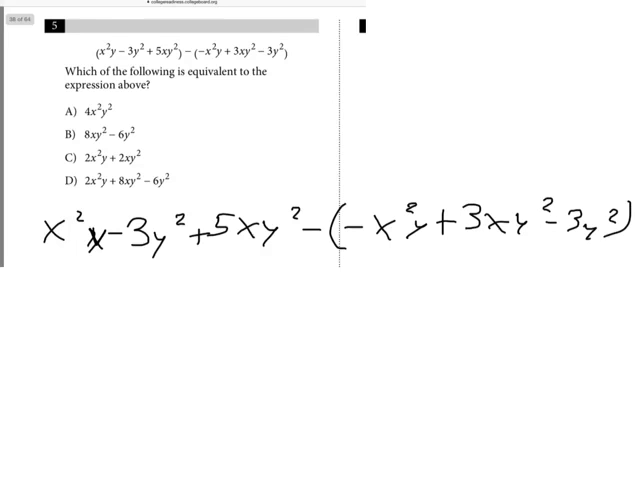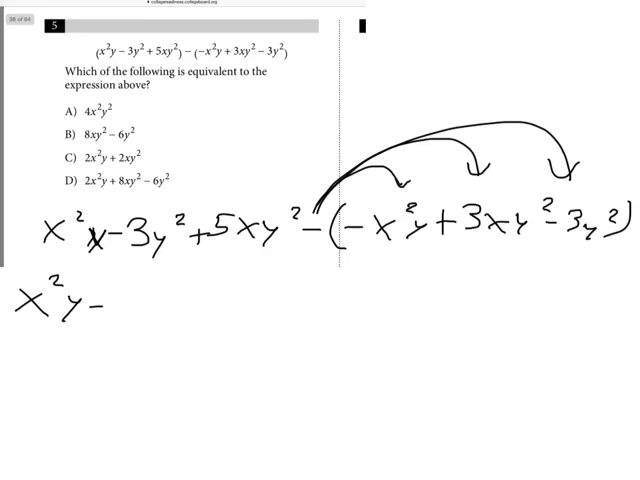3y squared plus 5xy squared minus all of this. Perfect. Well, notice this minus sign here. We have to distribute this minus sign to each part of this term. Just going to rewrite this part here.